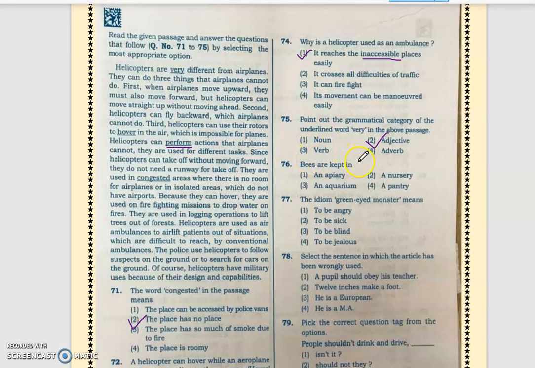Then bees are kept in a, this is the first one, in an apiary. Then the idiom green-eyed monster. What does it mean? Green-eyed monster means to be jealous. When you are jealous of somebody, when you envy somebody.